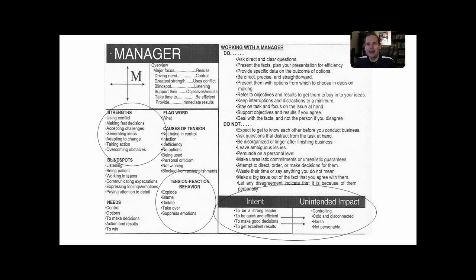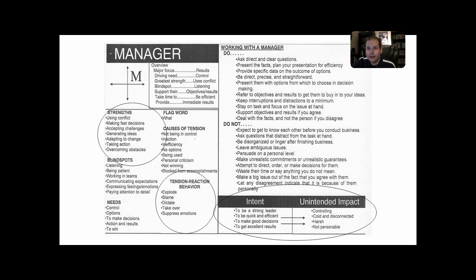They're good at adapting to change, right? They're good at taking action. And if there's an obstacle in the way, managers are great at quickly overcoming those obstacles. So it's a powerful behavior to be good at. However, when there's tension, there are some things that come out of our managers that scare some of us. They tend to explode, blame, dictate, take over, and they tend to suppress their emotions.